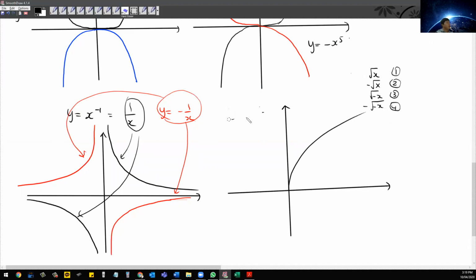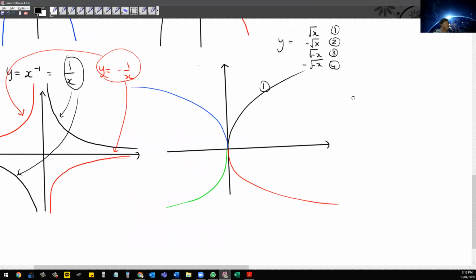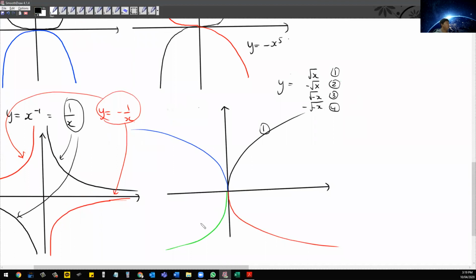Now, this is number 1. And I'm going to do this. I'm going to do that. And also this one, okay? Now, this is number 1. Number 2 is which one? Which color? Is it green? The green, okay? So green is number 4, actually. That one.